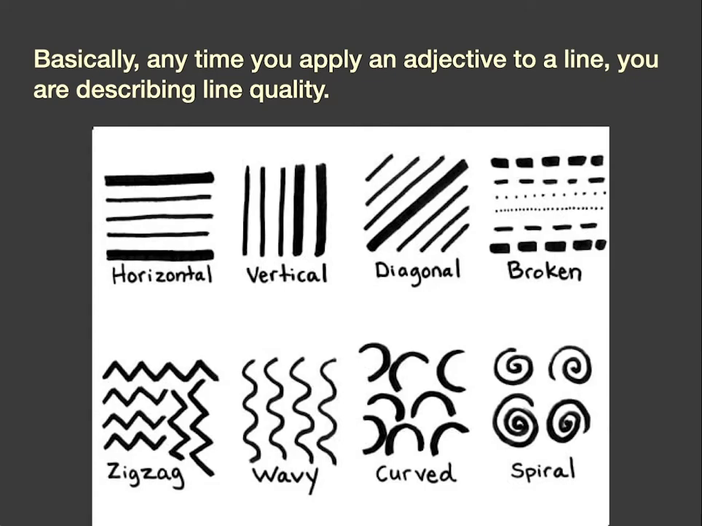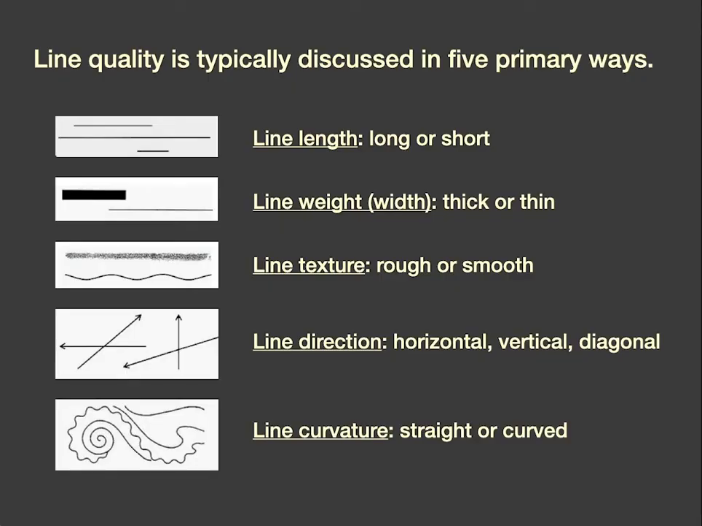So line quality, you can also think of it as basically any time that you apply an adjective to a line, you're describing the line quality. So if you say that line is jagged or that line is bold, those are all line qualities. We often discuss line quality in kind of categories to help us understand it better. So we talk, for example, about line length, whether a line is long or short. Line weight, whether it is thick or thin. This is also known as line width, but more commonly in art, line weight. We talk about line texture, is it rough or smooth? Line direction, horizontal, vertical, diagonal, and line curvature, straight or curved.